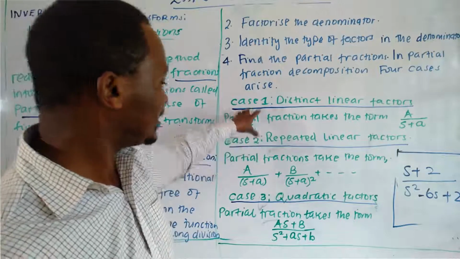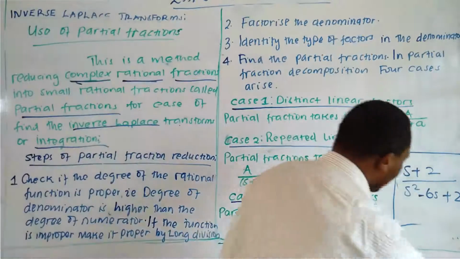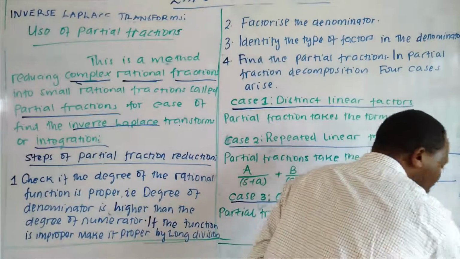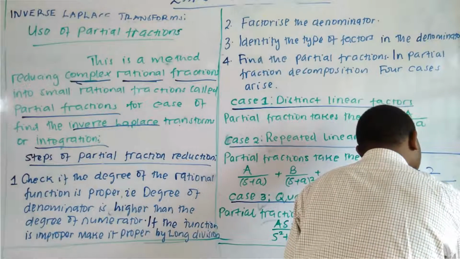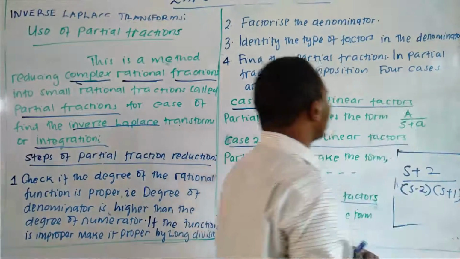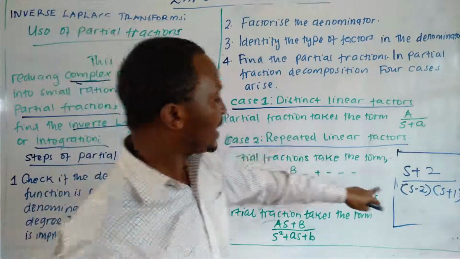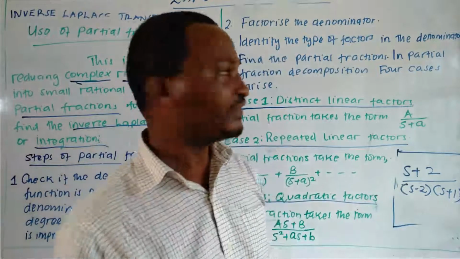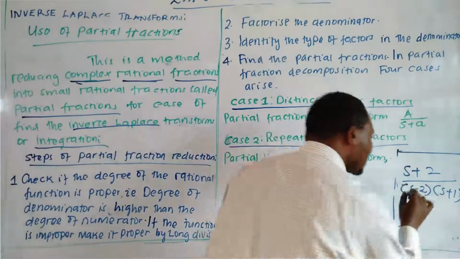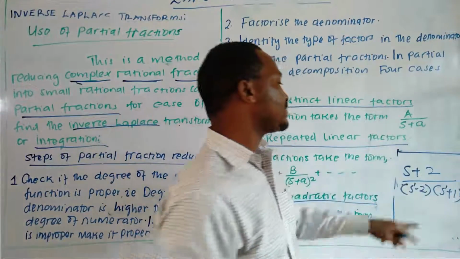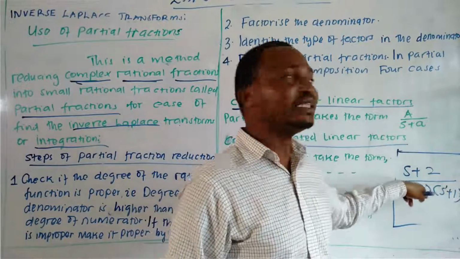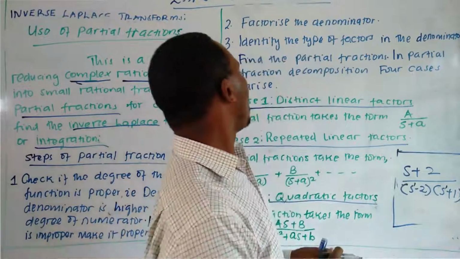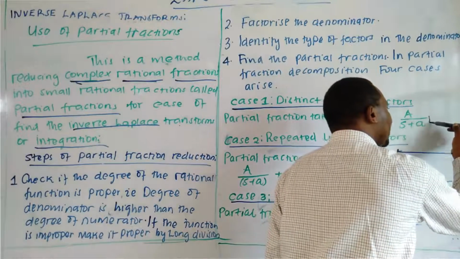But before that, let me explain the three cases. Suppose we factorize this denominator and we got maybe something like s minus 2, s plus 1. This is case 1. We have distinct factors, meaning they are different from each other. They are different. Linear, the highest power here is 1. If the highest power is 1, then the factors are linear. So if you have linear distinct factors, partial fraction decomposition will take this form.